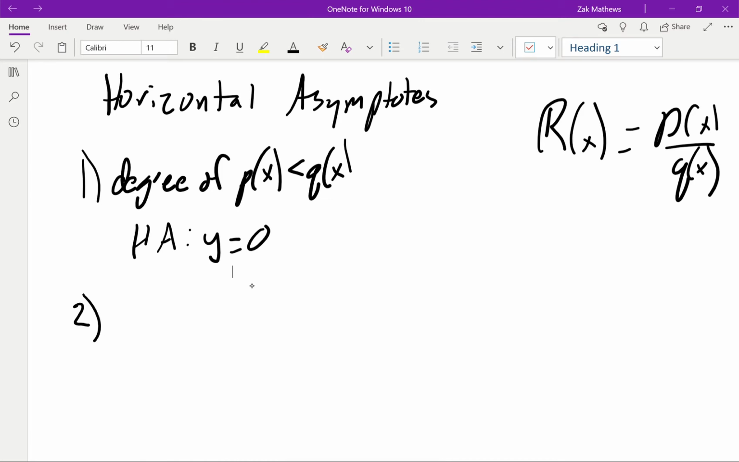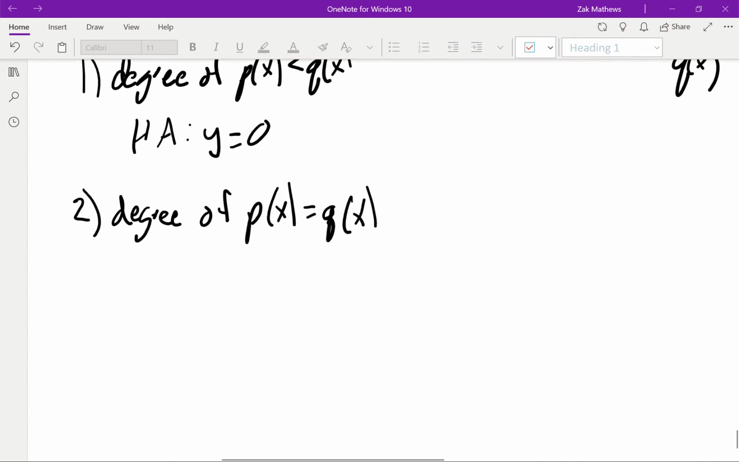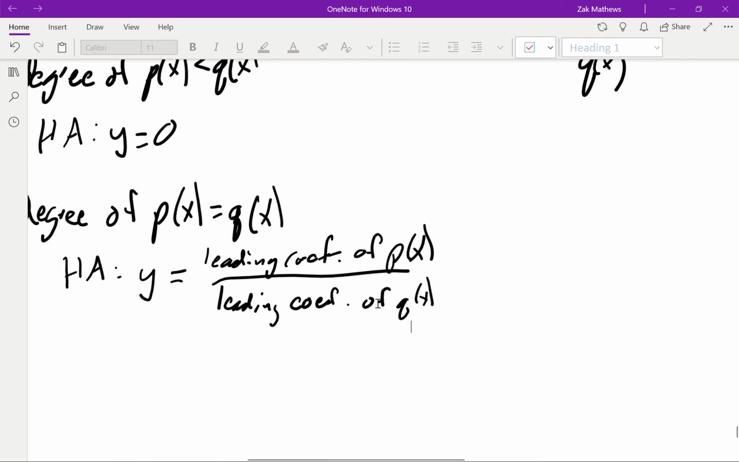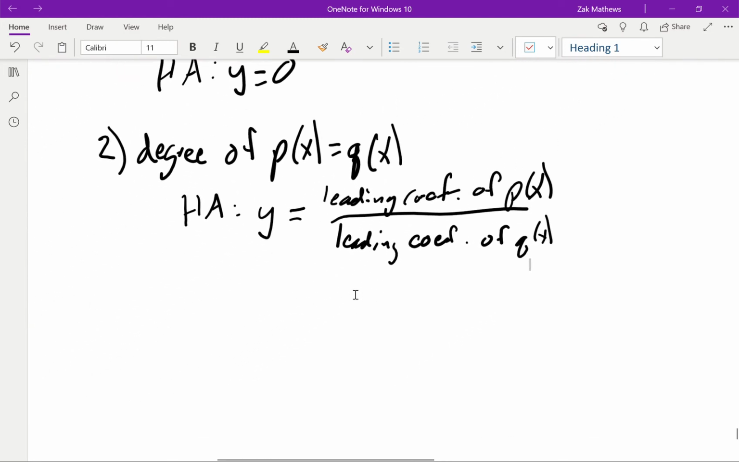Let's look next if the degrees are the same. The degree of p of x is equal to the degree of q of x. In this case, our horizontal asymptote is going to be y is equal to the leading coefficient of p of x over the leading coefficient of q of x. And again, why is this the rule? Well, if the degrees are the same, that means the exponents are causing the infinities to go there more or less the same rate. They're going to be off by the coefficient. And so we'll see examples of these a little bit more in a second, and I'll talk a little bit more through that idea. I'll wait till we get to the example.